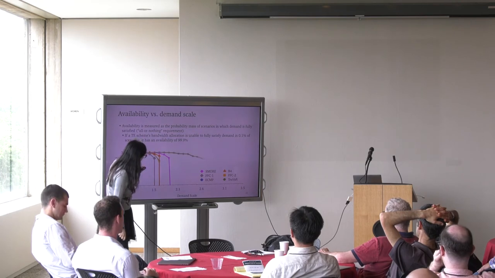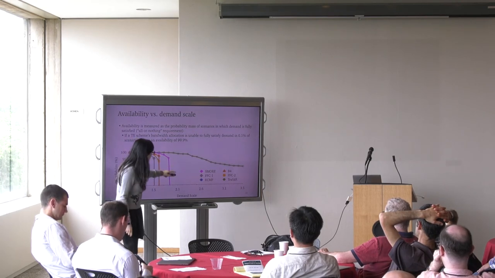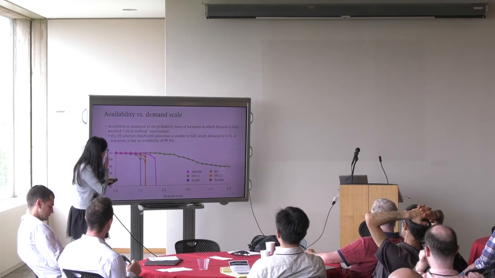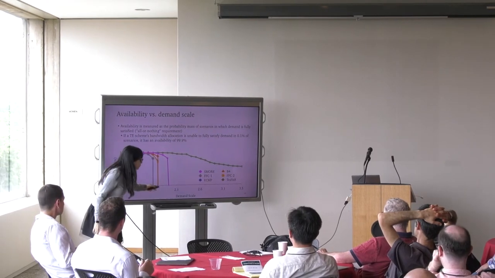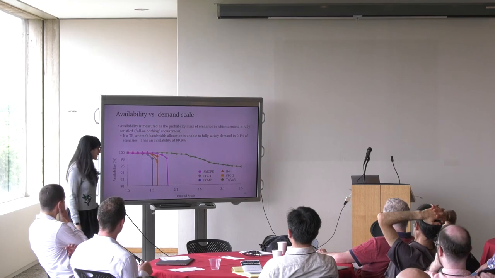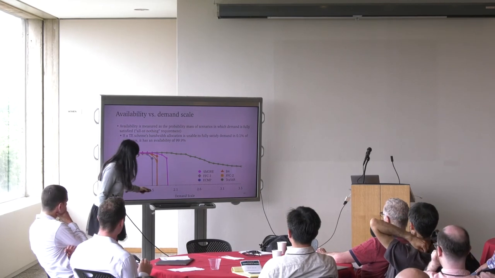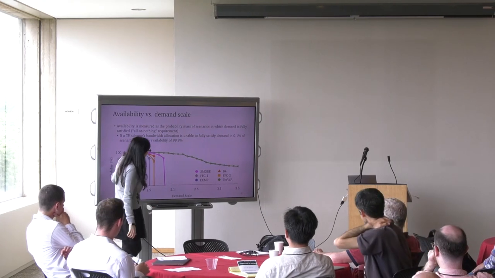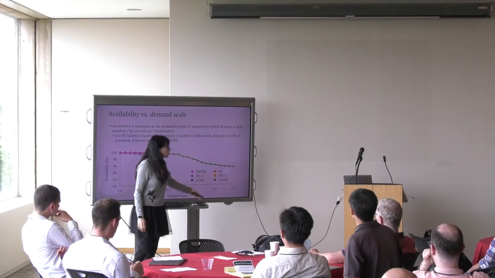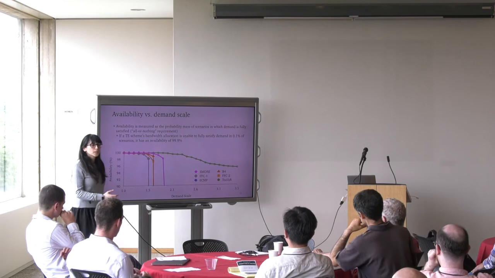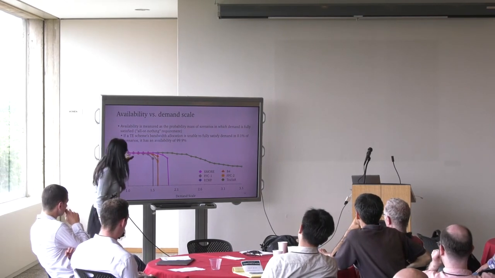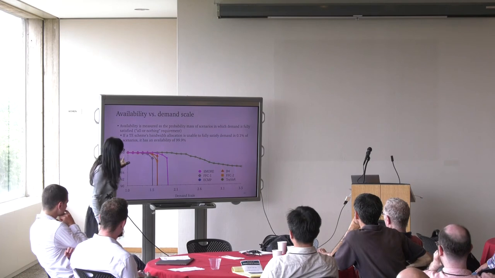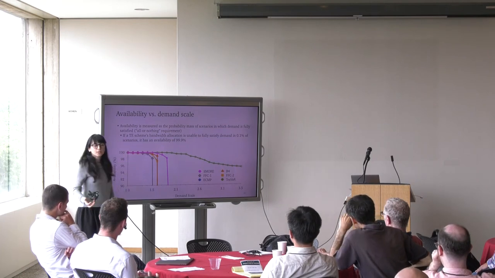All the prior work, SMORE, FFC with one link failure, FFC with two link failures, ECMP, and B4, are able to scale the demand to some extent. But after a while, they fall off the availability curve. What we're able to do is scale the demand up to 3.5 times while having a relatively high availability. And so for every availability ratio, we're able to satisfy more demand.